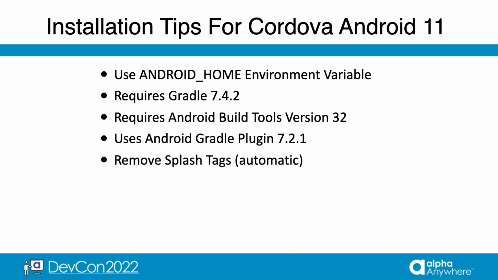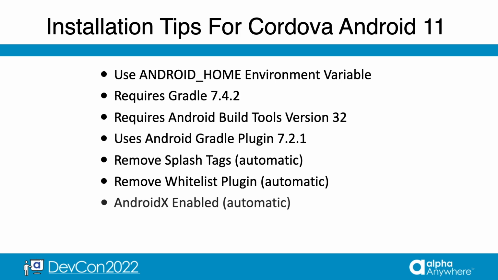And Cordova Android 11 doesn't require the splash tags in the config XML file. We automatically remove all of the Android splash tags. They won't be there. We'll just be referencing one image for the splash screen. The whitelist plugin is no longer supported for Cordova Android 11. We'll remove it if it's there. AndroidX, so the AndroidX libraries have to be enabled. We'll automatically enable that as well. And the splash screen plugin is no longer supported in Cordova Android 11, so we will not allow that to be installed as well. Next, we'll take a look at all of this.